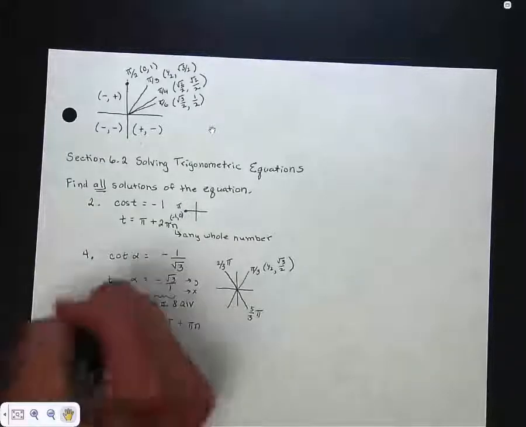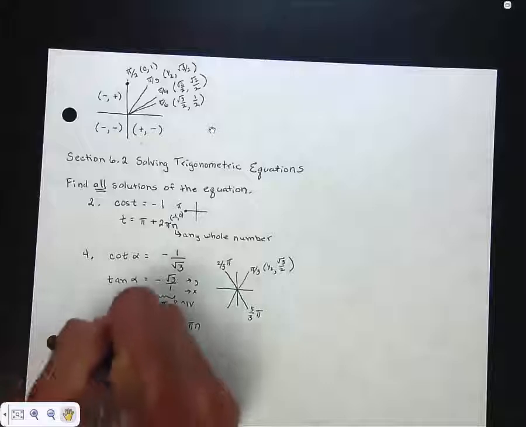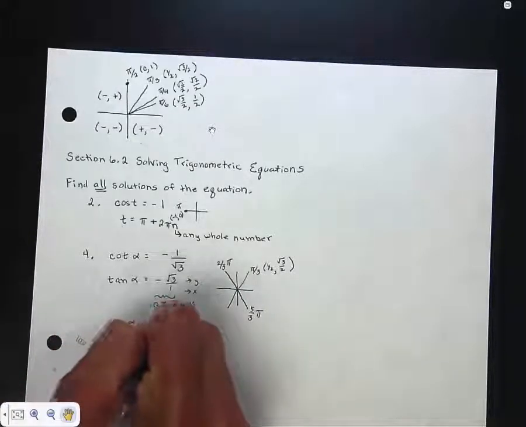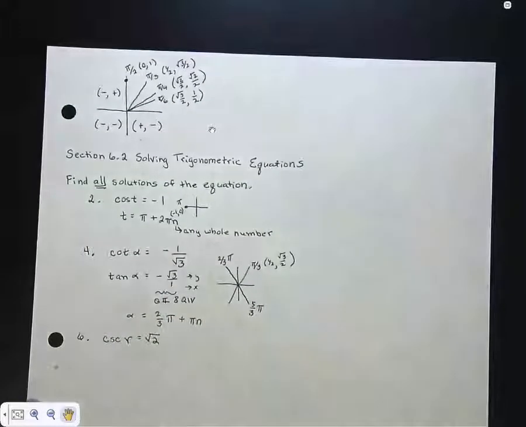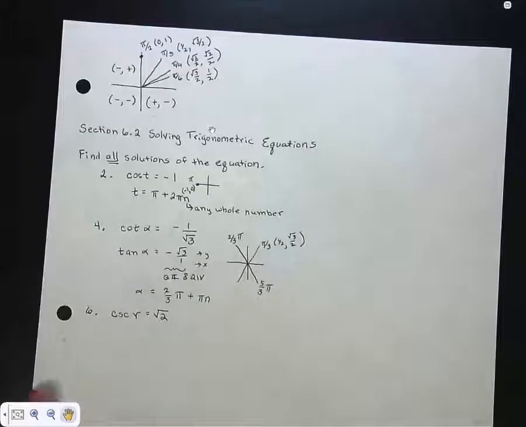All right, number 6. Solve the equation cosecant gamma is square root of 2. And as I mentioned, if you give me an equation involving cosecant, probably the first thing I'm going to do is change it to an equation involving sine.